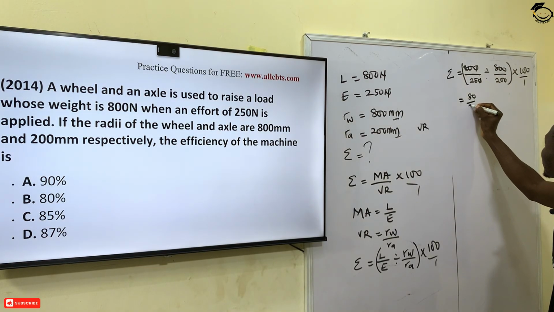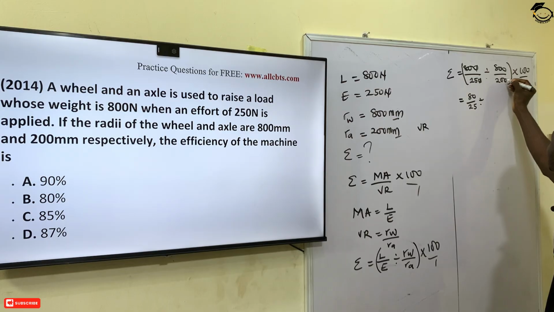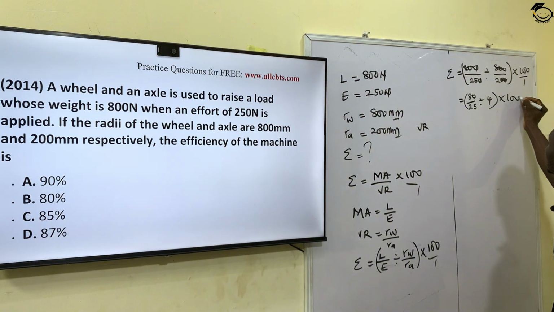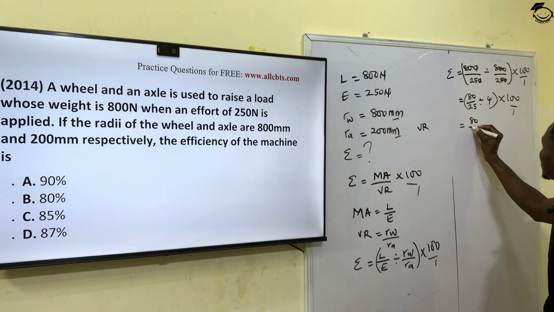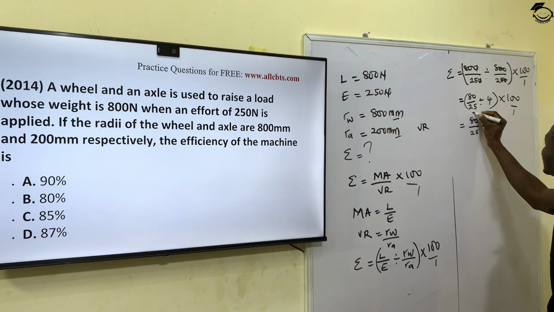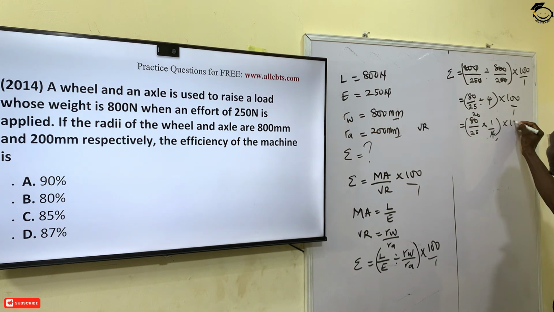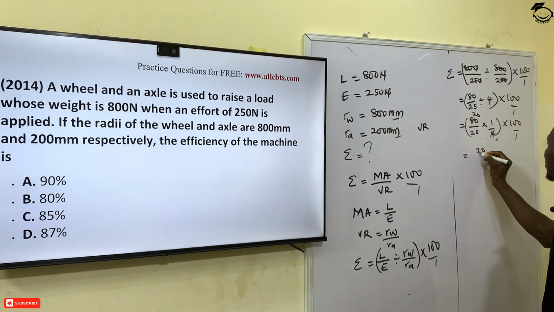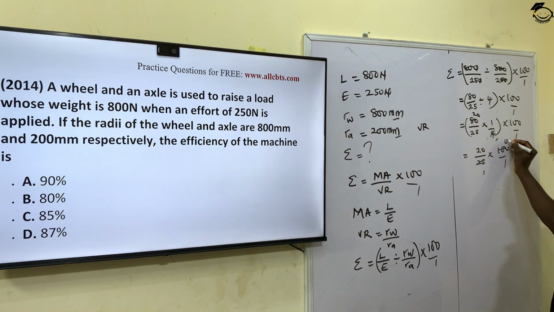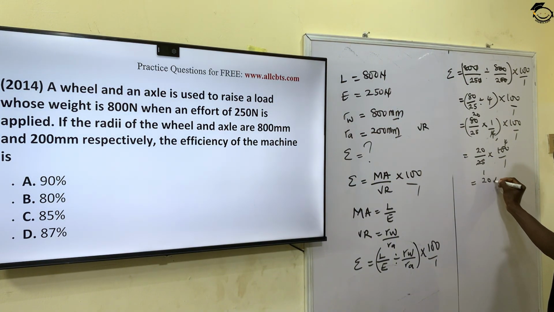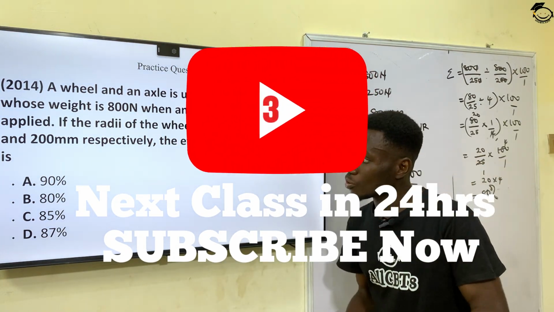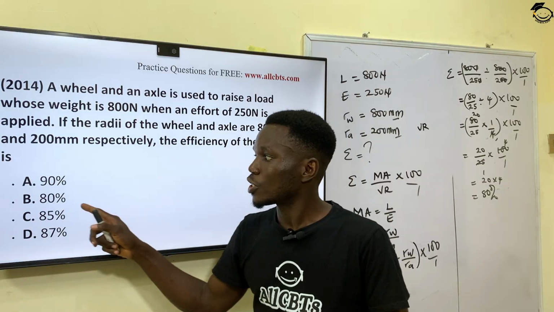So this is the same thing as saying that I have, this will cancel out this. I have 80 over 25 divided by 4 times 100 over 1. So this will give me 80 over 25 times 1 over 4. 4 here 1, 4 here 20. This is times 100 over 1. So I have 20 over 25 times 100 over 1. 25 here 1, 25 here 4. So that will give me 20 times 4, which will give me 80%. So it means that the correct answer to this question, or the efficiency of this machine, is simply 80%, which is option B.